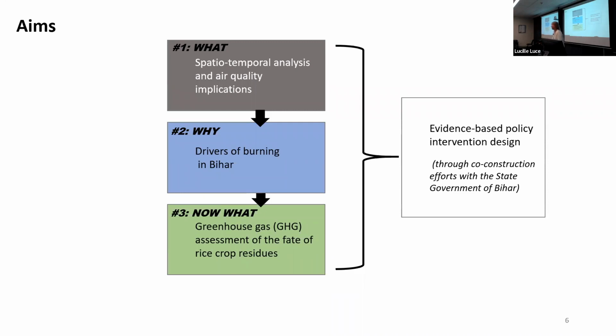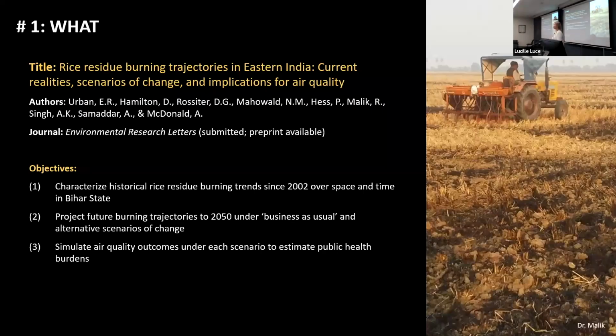and get ahead of the impending issue. So we'll start with the what. We're looking at what has happened in Bihar across space and time since 2002. That's the earliest that we have satellite information, to see what's been happening related to burning. The next two components of this work are related to understanding what would happen mid-century if business as usual continued.